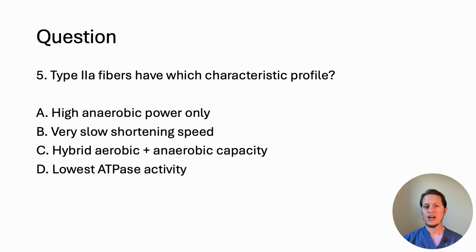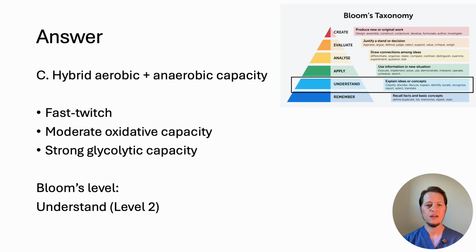Okay, question 5. We're about halfway. We're going to slowly start moving up the difficulty. Type 2A fibers have which characteristic profile? A, high anaerobic power only. B, very slow shortening speed. C, hybrid aerobic and anaerobic capacity. Or D, lowest ATPase activity. Pause if you need it. Answer here is C, that hybrid.